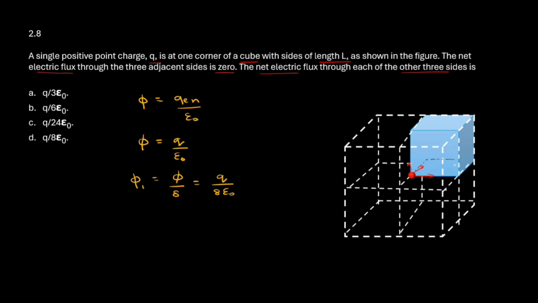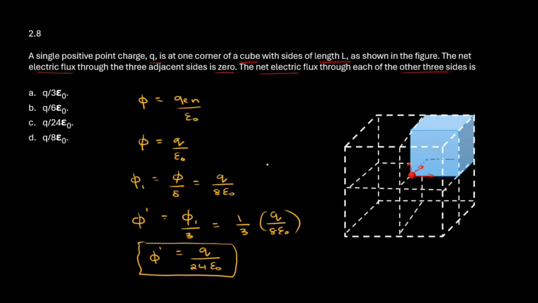I want flux through only 3 sides of it. From the question, we already know flux through the sides adjacent to the charge is 0. I want to find flux through the other 3 sides. So now phi 1 will divide into 3 parts again. So I can get my flux through the other 3 sides as phi prime, which will be phi 1 by 3. That gives you 1 over 3 times Q over 8 times epsilon naught. So phi prime becomes equal to Q over 24 epsilon naught. So this is the flux through the other 3 sides when the charge is placed at one corner of the cube.